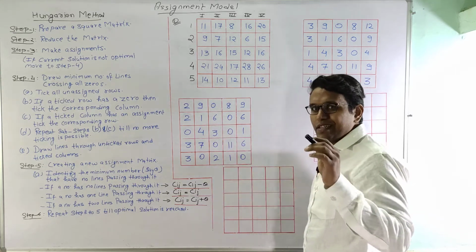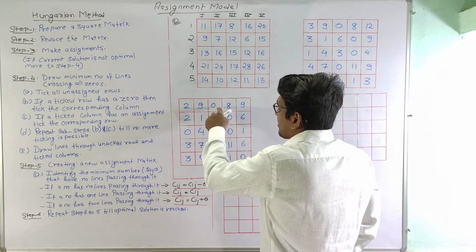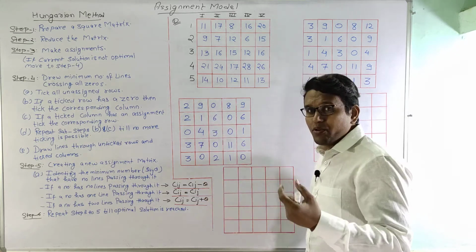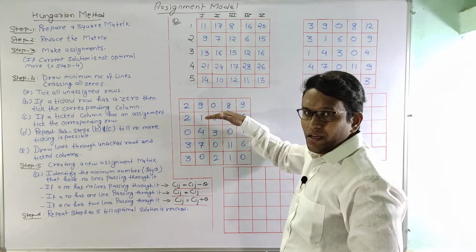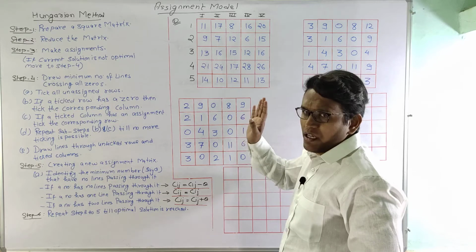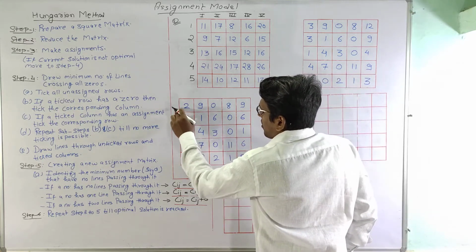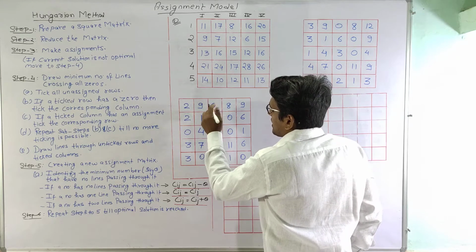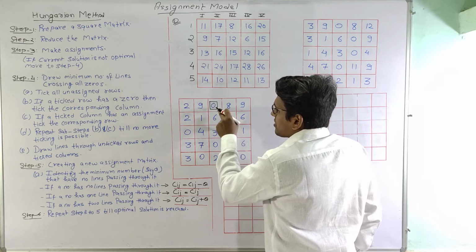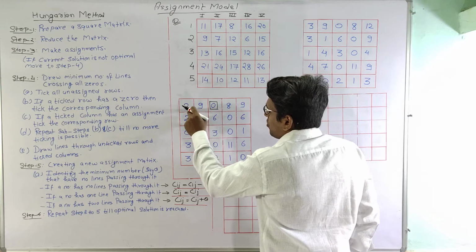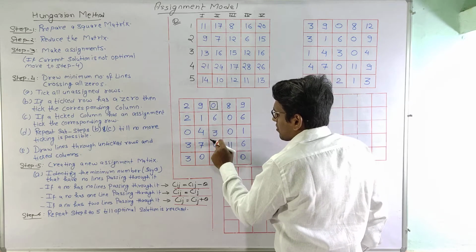If there is a single zero in a row, we will assign it, and if there is more than one zero, then we will skip that row and move on to the next row. Similarly we will do with column also. Here we can see that for row 1 we have a single zero, that means we can assign this 0. So I am assigning this 0. Once this 0 is assigned, no more assignment can be done in this row and in this column.